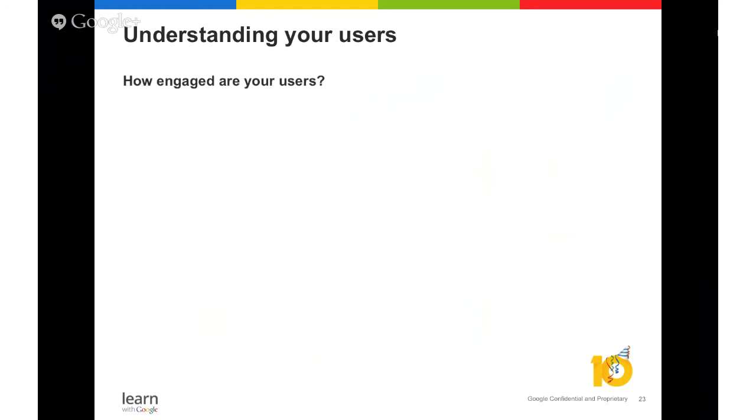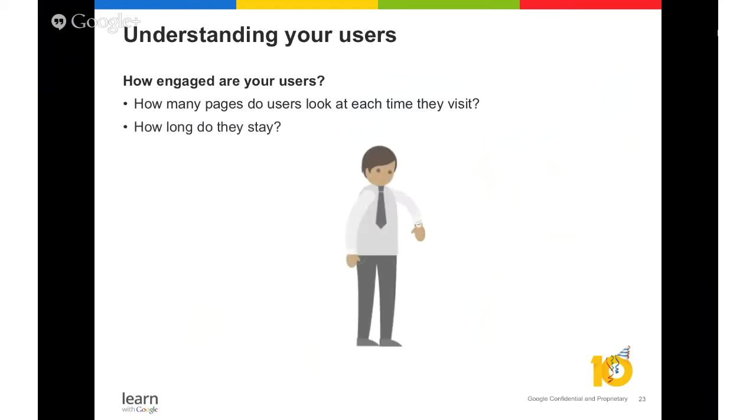Now, user engagement is a very important metric. It is a good indicator to find out if your site works. If users come and leave again right away, they probably didn't discover all the things you have to offer. If they look at many different pages and click on many different elements, chances are high they like what they see. You can measure engagement by looking at how many pages users look at each time they visit your website and by checking the average visit duration.